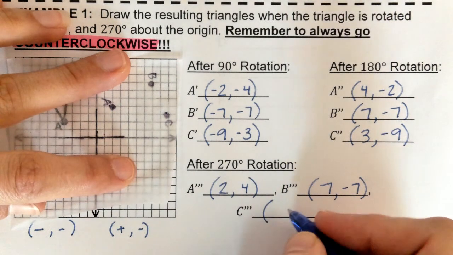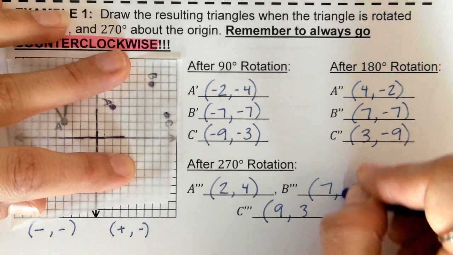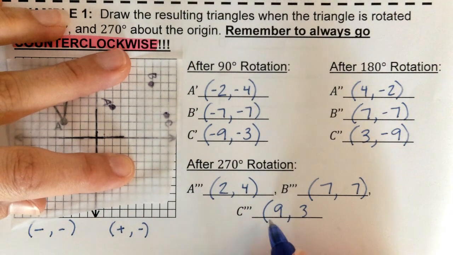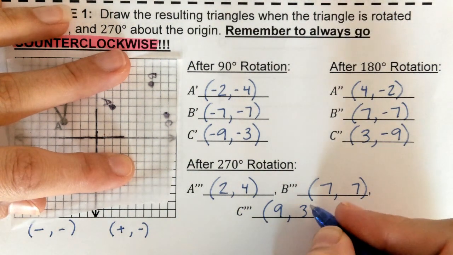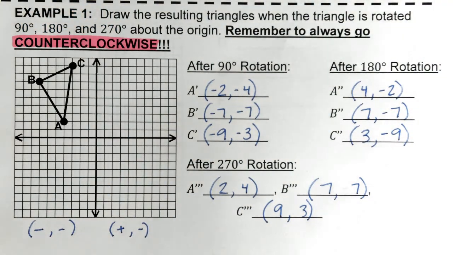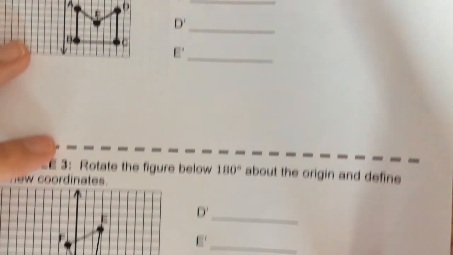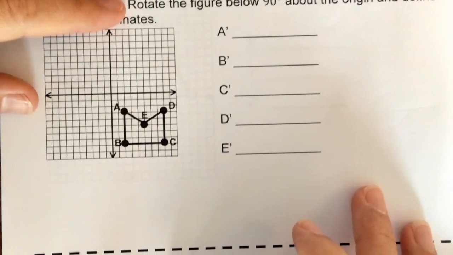C triple prime is going to wind up at +9. Sorry, there should be a +7 there. Sorry about that. C triple prime should be 9, 3. Okay? So what we're going to do now is take a look at each one individually, so that we can compare our pre-image points and our image points and see what happened.